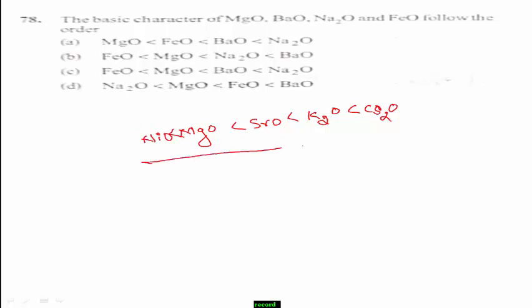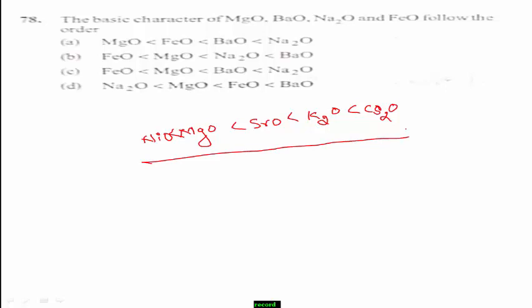On moving down the group of alkali metals or alkaline earth metals, the basic character increases. Hence, the increasing order of basic character is MgO less than SrO less than K2O less than Cs2O. The respective oxides order is given here. Yes, you remember this order.